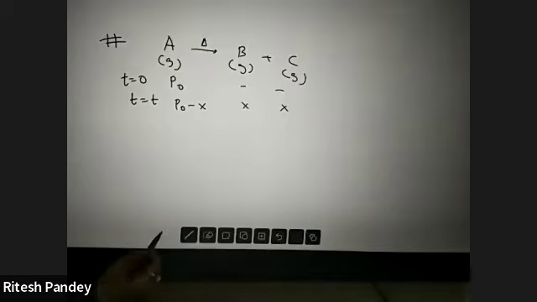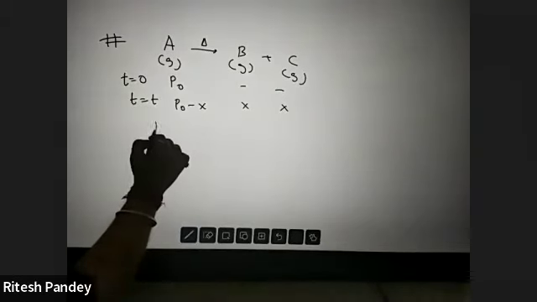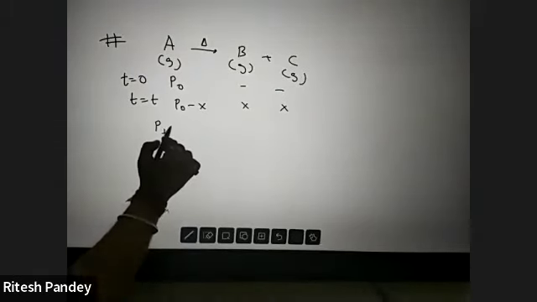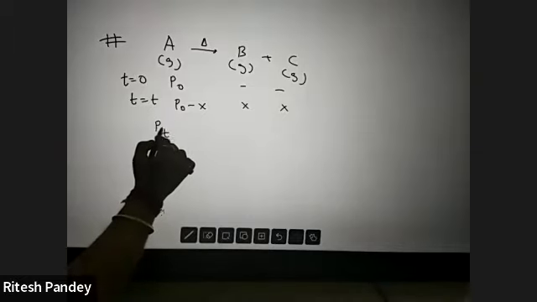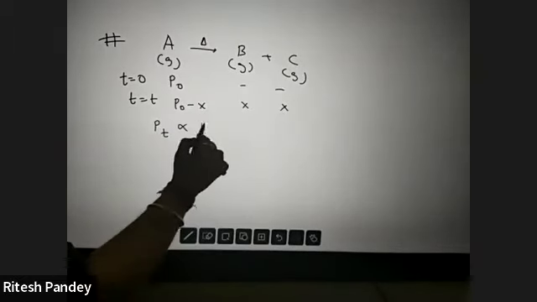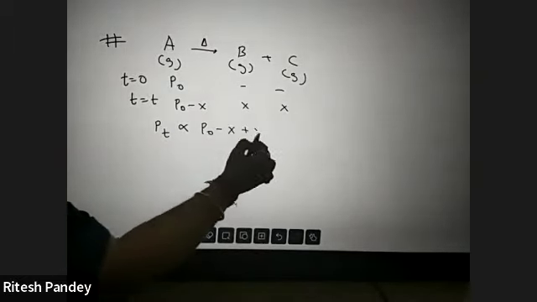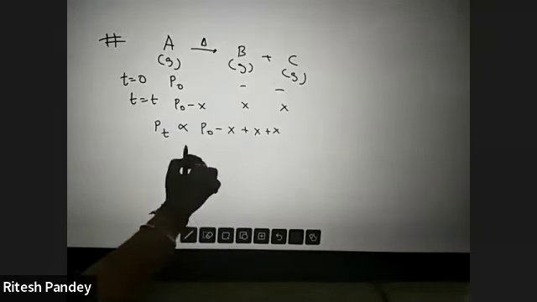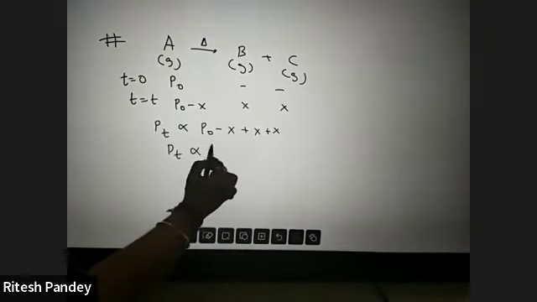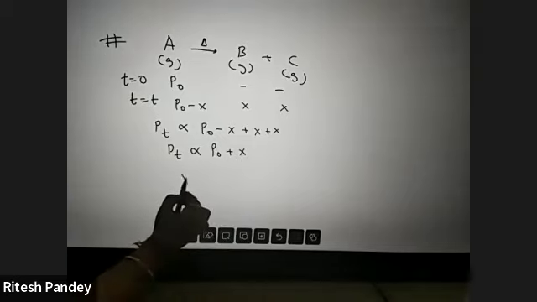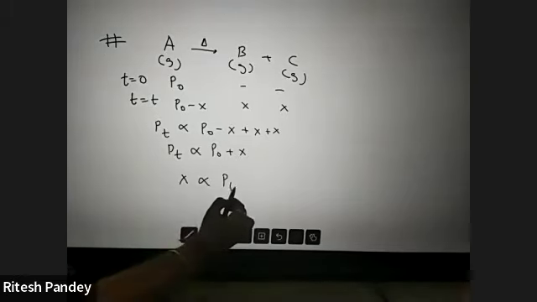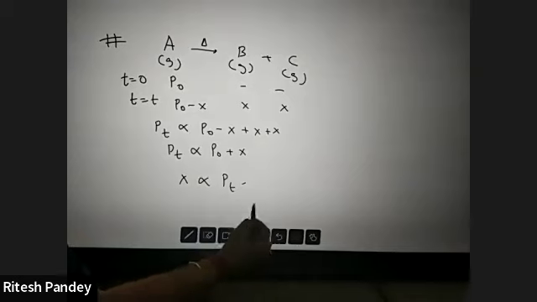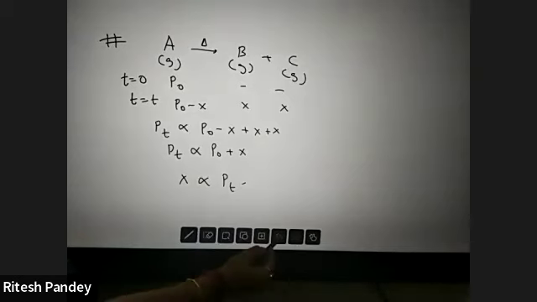Yes or no? I think I'm being heard. Pt has to be proportional to P naught minus X plus X plus X, which is Pt being proportional to P naught plus X, and this will give me X being proportional to Pt minus P naught. Yes or no? So let's say yes or no. Yes, sir.